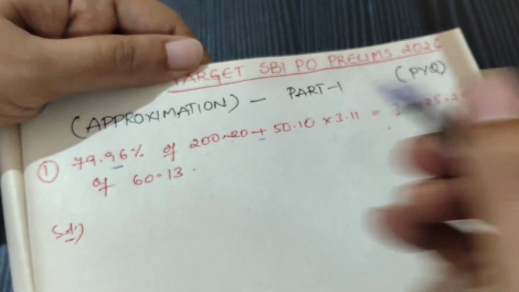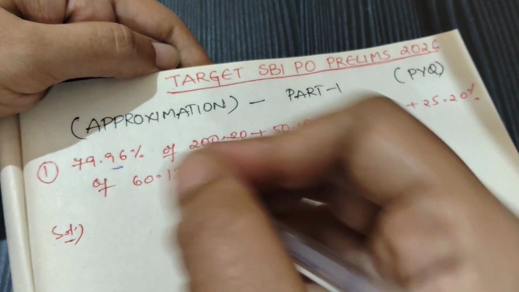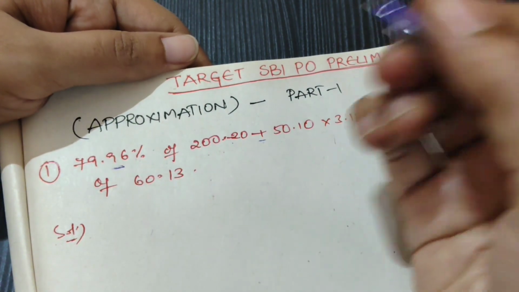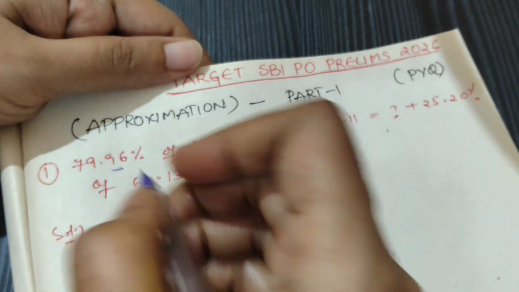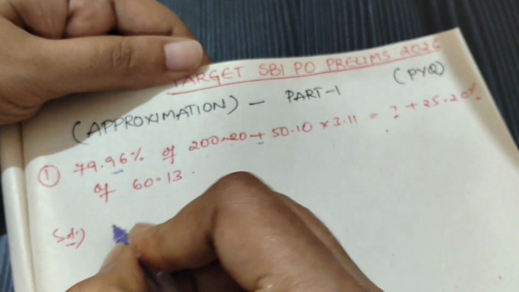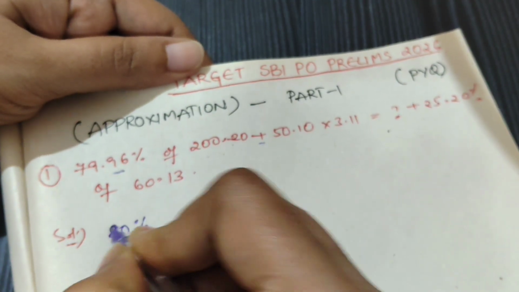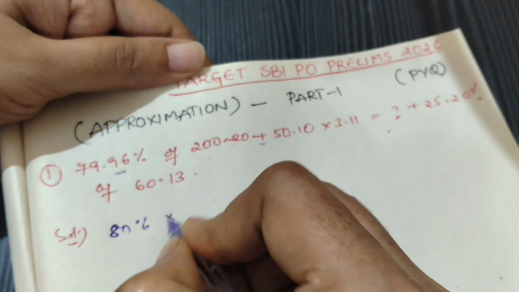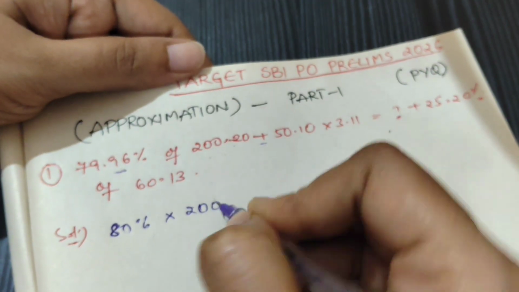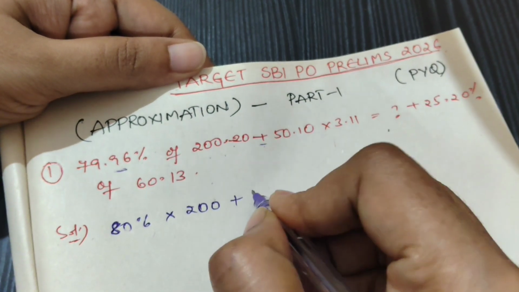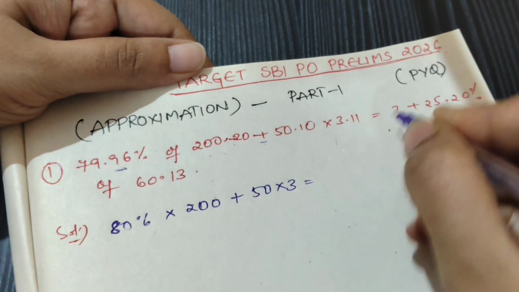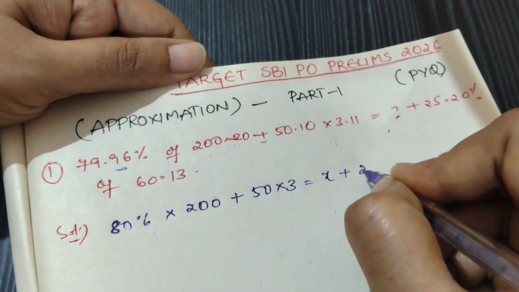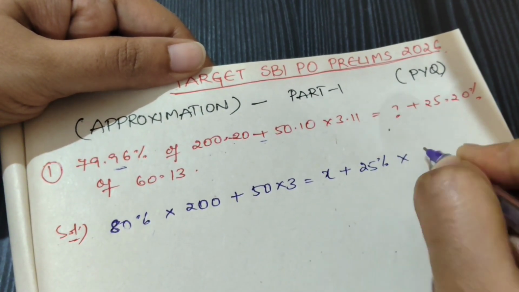Of means into. I know these are basics, but for those who are practicing for the first time, I'm telling. Now 79.96 means 80%, of means into. 80% of 200, I'm not writing the decimal. 50 into 3 equal to question mark, which is x, plus 25% of 60.